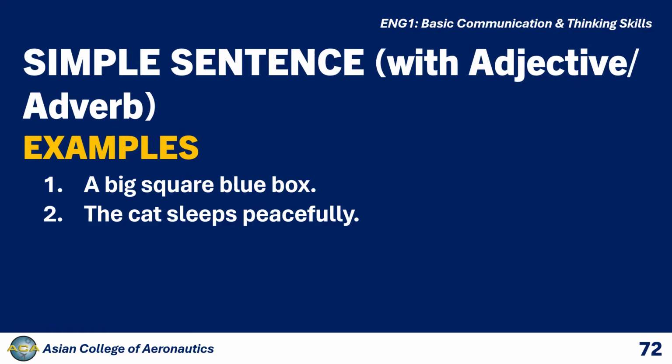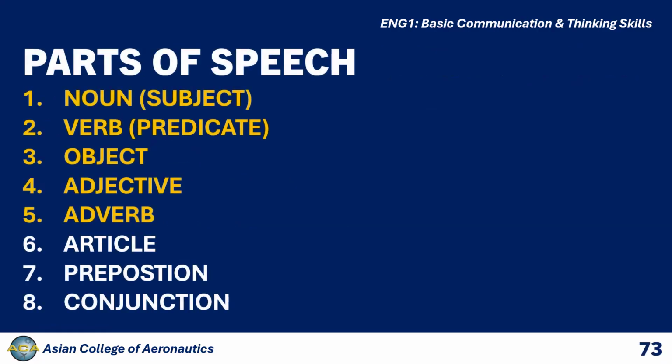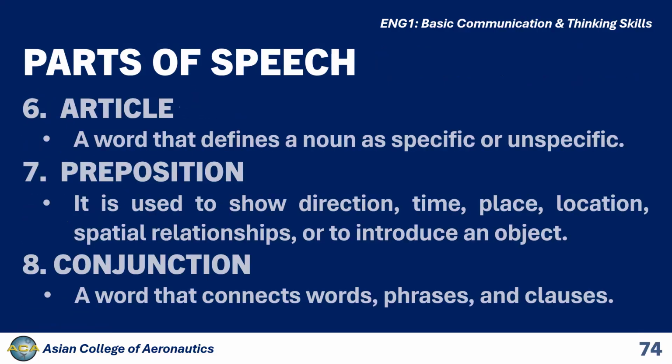Second example, the cat sleeps peacefully. Okay, so to describe the verb, which is sleeps, we use the word peacefully, which is our adverb. Okay, now we are down to the last three, which are the article, preposition, and conjunction.